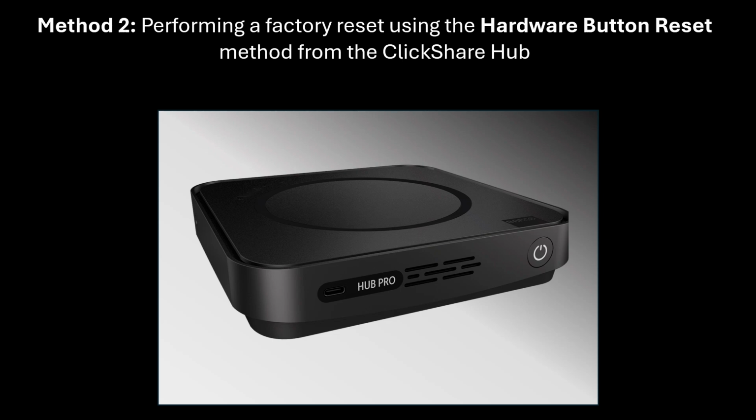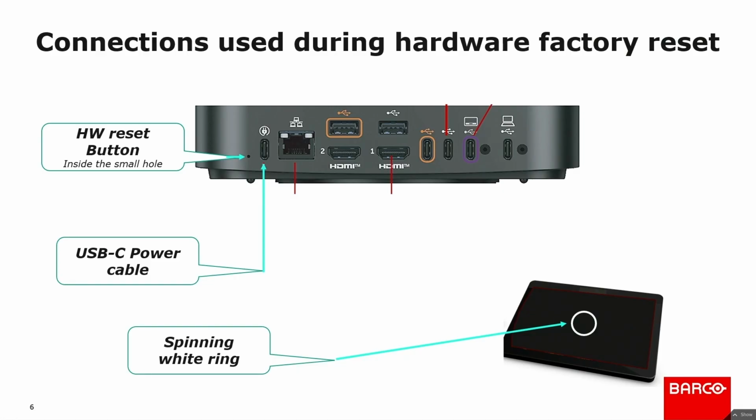Performing a factory reset using the hardware button reset method from the ClickShare Hub. So the connections you're going to be using during this hardware factory reset, you're going to have that hardware reset button. That's that small hole to the left of the USB-C power. Your USB-C power cable is going to plug in next. And then once it goes into its hardware factory reset, you'll see a spinning white circle on the touch panel.